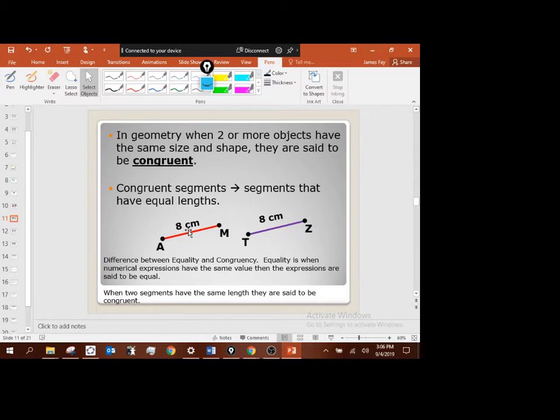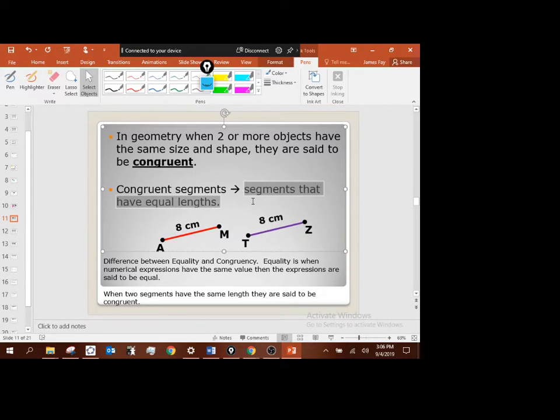Segments are really easy to deal with, okay? This is the definition of congruent segments: segments that have equal lengths. If I read that, it incorporates the idea of same shape, because it says segments, right? It's talking about 2 segments, 3 segments, 4 segments, they're the same shape. And they have the same size. Their length is what the size is predicated on.